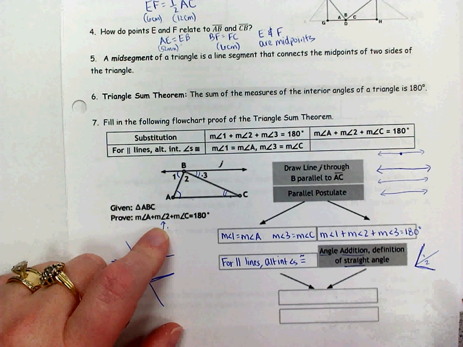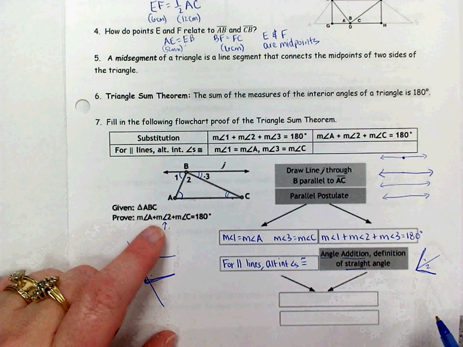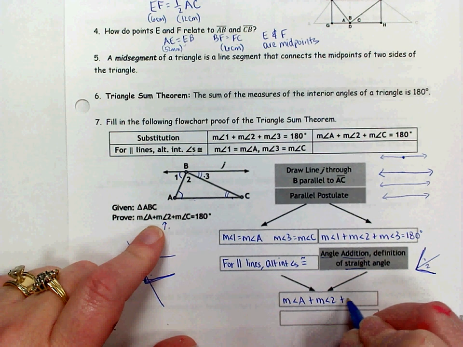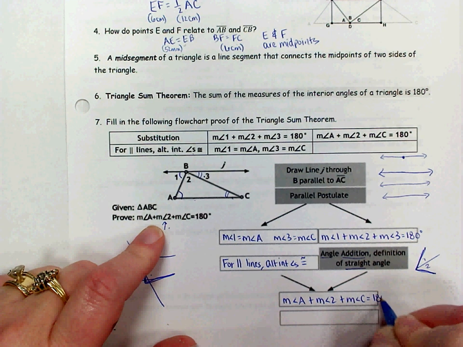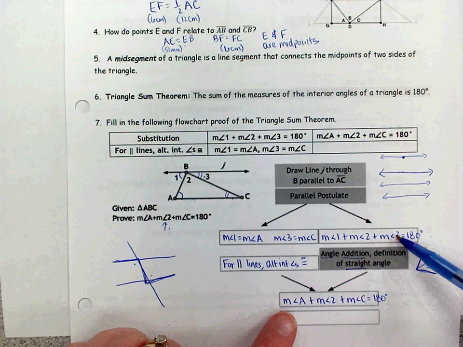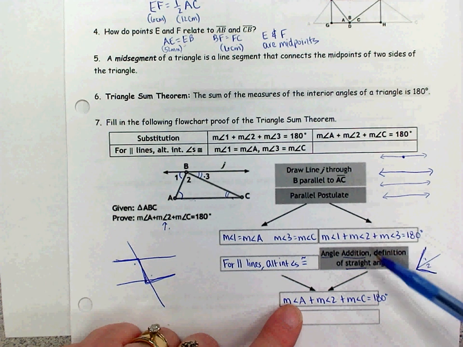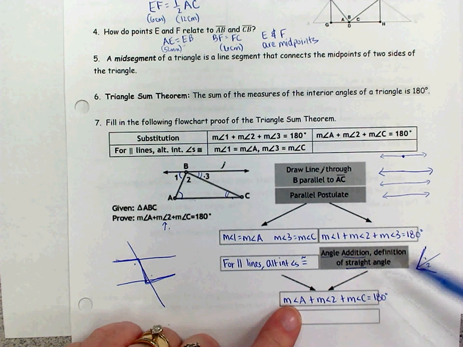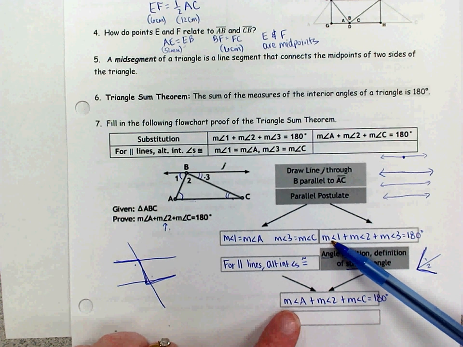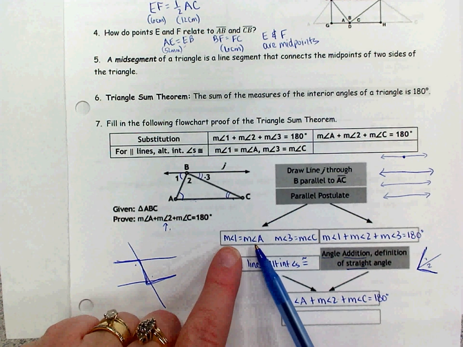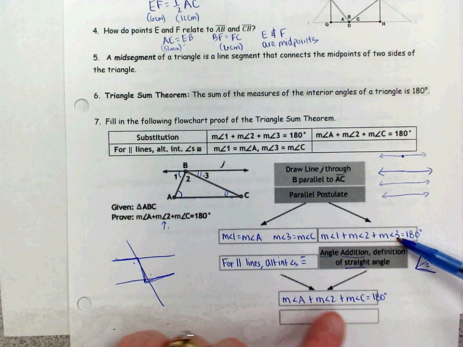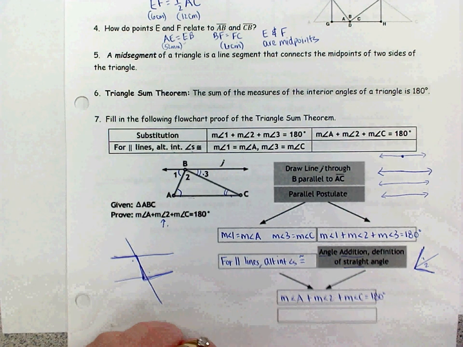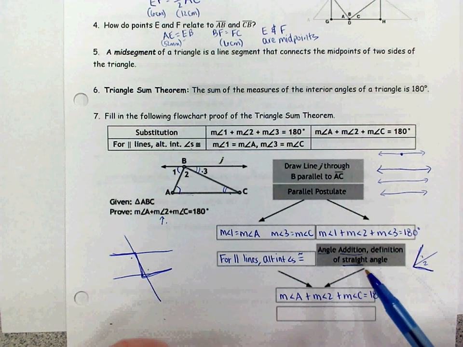So now we're ready to put what we're trying to prove, which is the measure of angle A plus the measure of angle 2 plus the measure of angle C equals 180 degrees. But what allowed me to go from this equation to this one? Well, we can see the similarities. They both have the measure of angle 2 and they both have 180 degrees. But what allowed me to replace the measure of angle 1 with the measure of angle A? The fact that I know they're equal. What allowed me to replace the measure of angle 3 with the measure of angle C? The fact that they're equal. So remember, anytime you're using the fact that two things are equal to replace one with the other, you're using substitution.